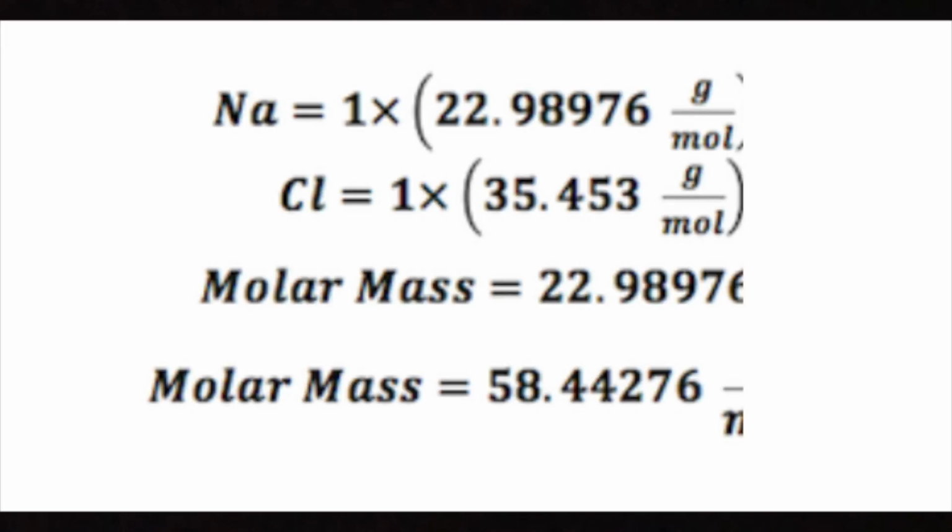22.98976 grams. After that, we look to chloride, which has a mass of 35.453 grams. Then once again, we notice that there is only one chloride, so we know that chloride's total mass is 35.453 grams. After that, we add the two masses together to get the molar mass, which is 58.44276 grams per mole.